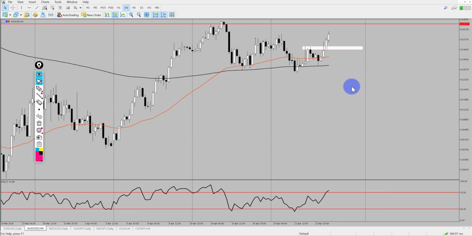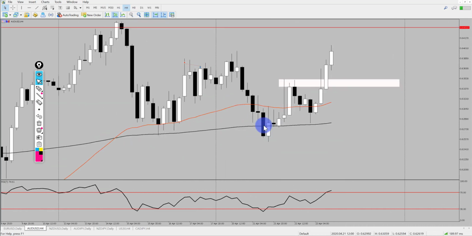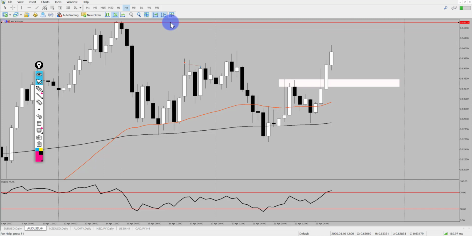Okay, so keep your eye on this. Could be one to watch tomorrow, and we could see that bounce up into those key highs around about that 0.6440 area up here.